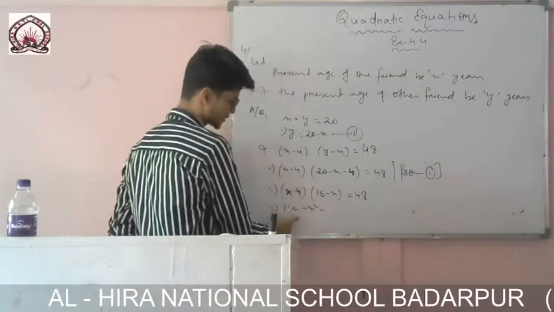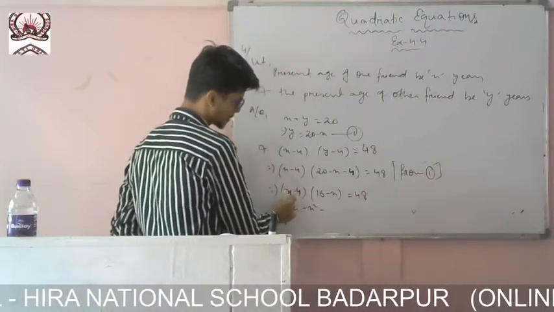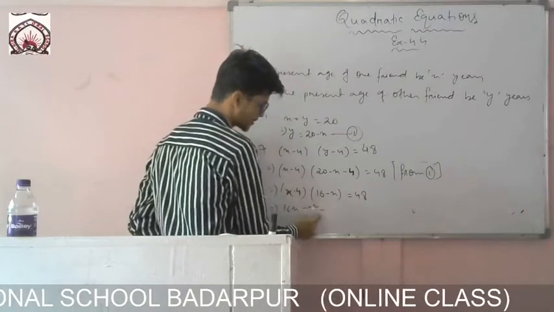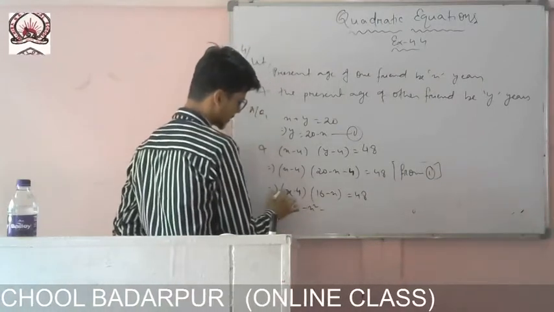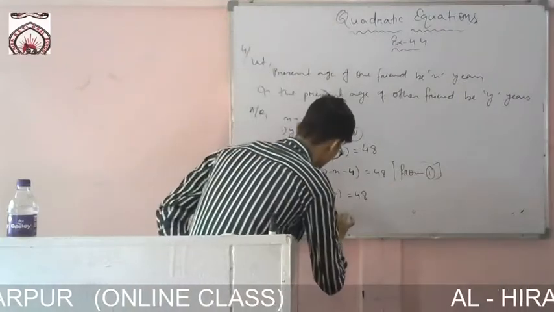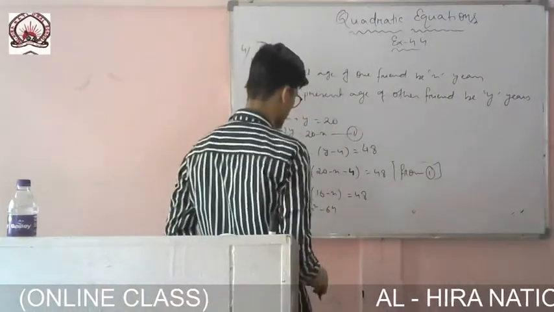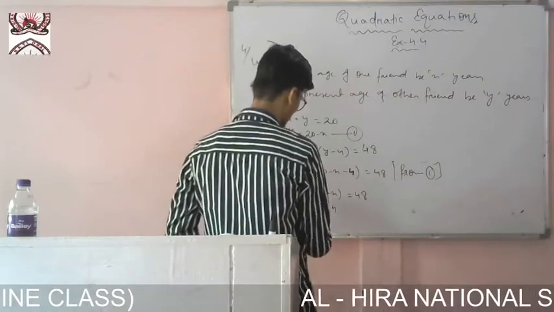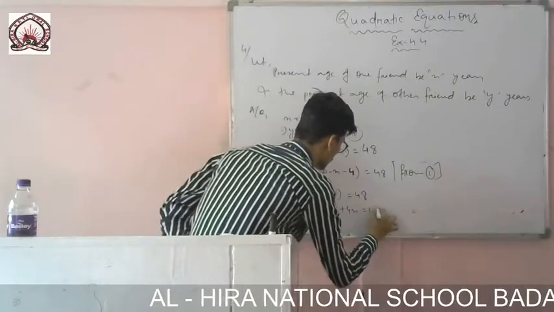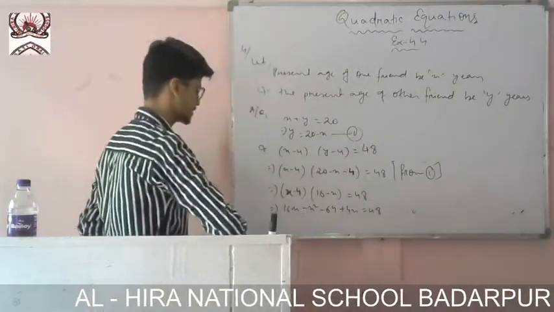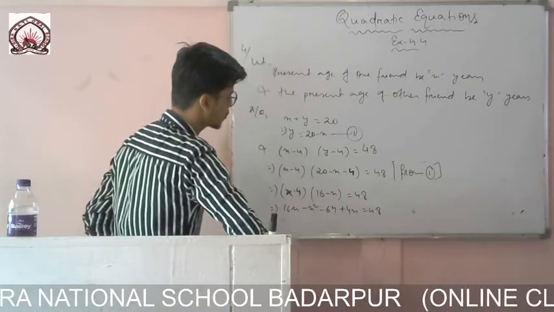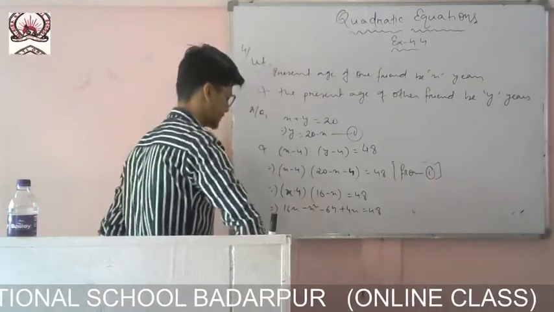16 into x, it is 16x. x into x, it is x square, and minus will be there. Then minus plus, it will be minus 16 fours are 64, minus minus, it is plus, then it will be plus 4x equals to 48. 16x minus x square minus 64 plus 4x equals to 48.